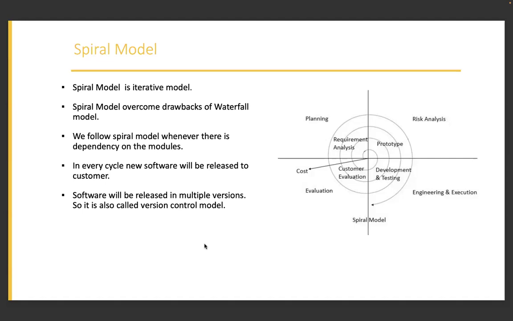Over here, you can see that we have the prototype, you can consider it a blueprint. We have requirement analysis, customer evaluation, and even development and testing. This keeps on happening, guys. Every 15 days, every 20 days, you will be doing the same testing again. So that is something that comes under the spiral model, guys.